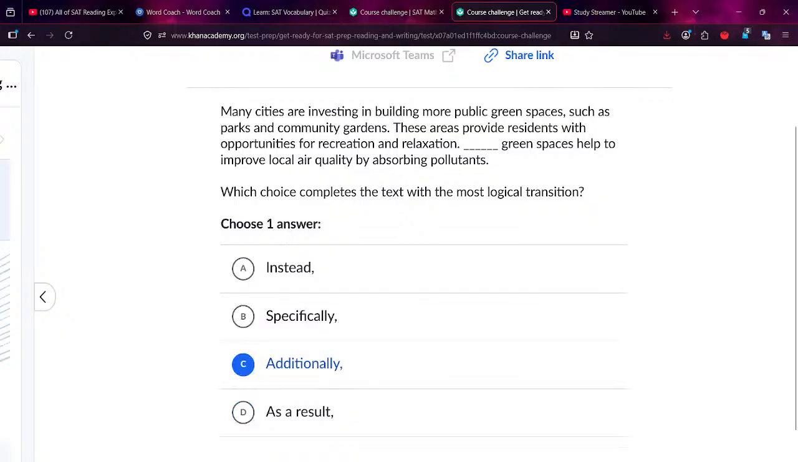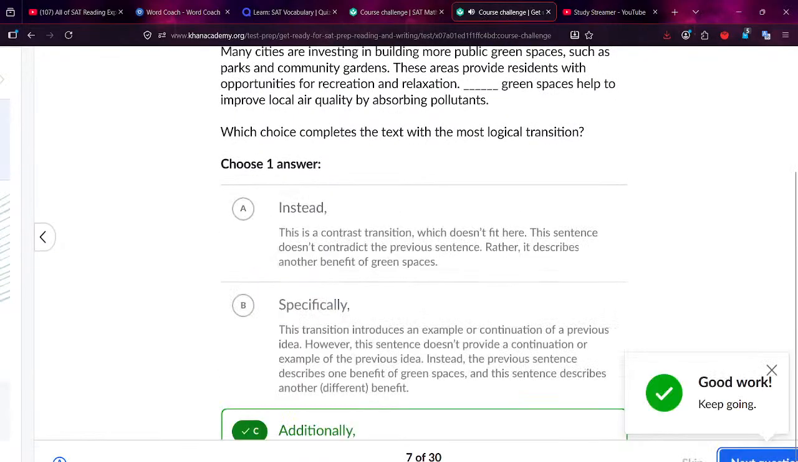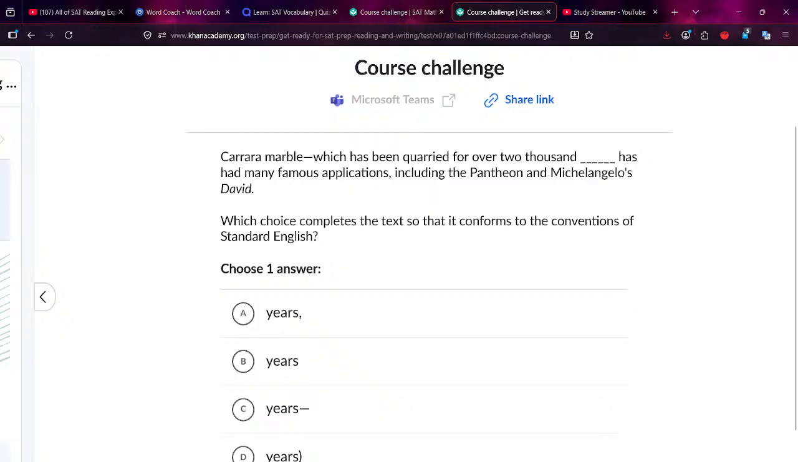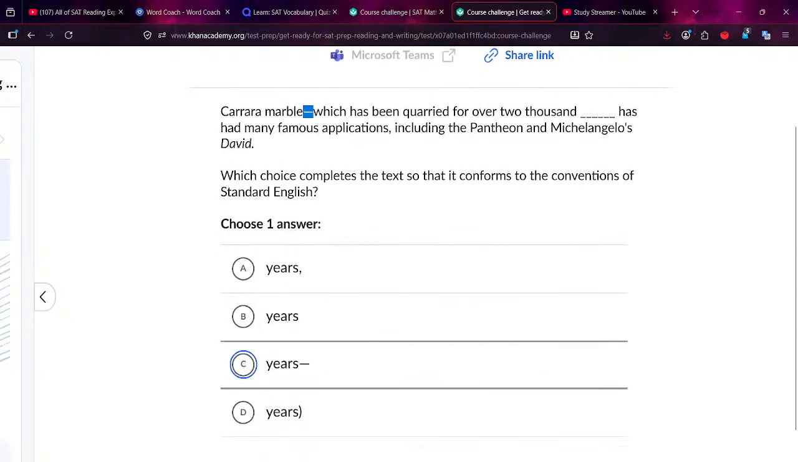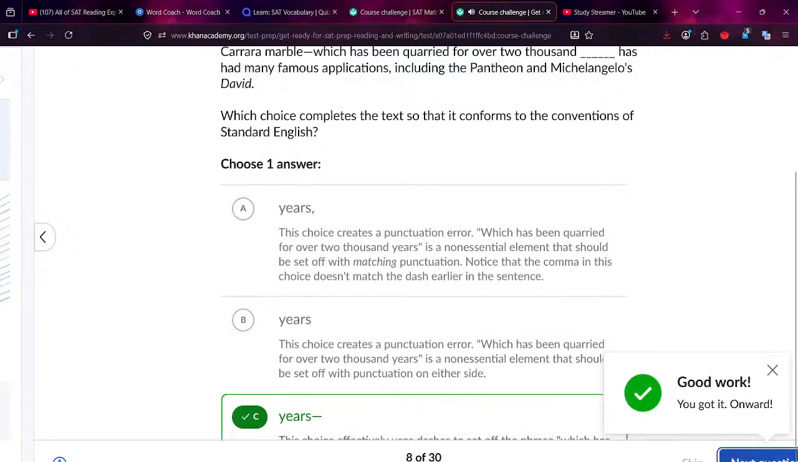If people are having recreation, that's not leading to them improving air quality directly. Okay. Which choice completes the text so it conforms to the conventions of standard English? So because a starting hyphen is already there, you need an ending hyphen. So it's the only option that makes sense.